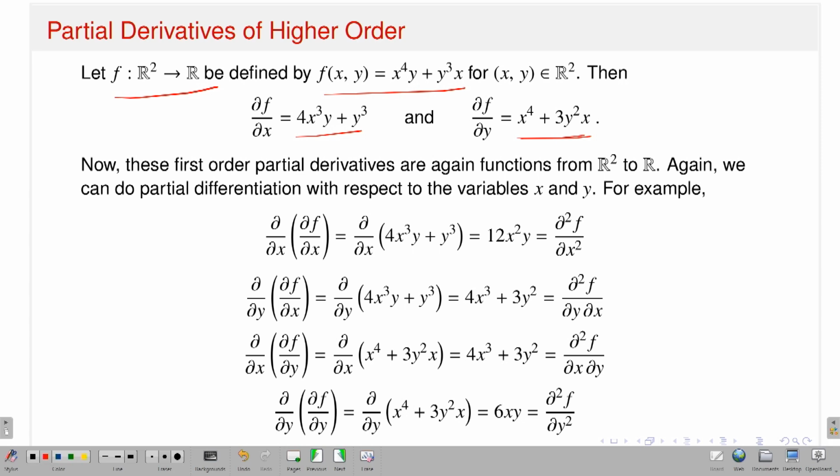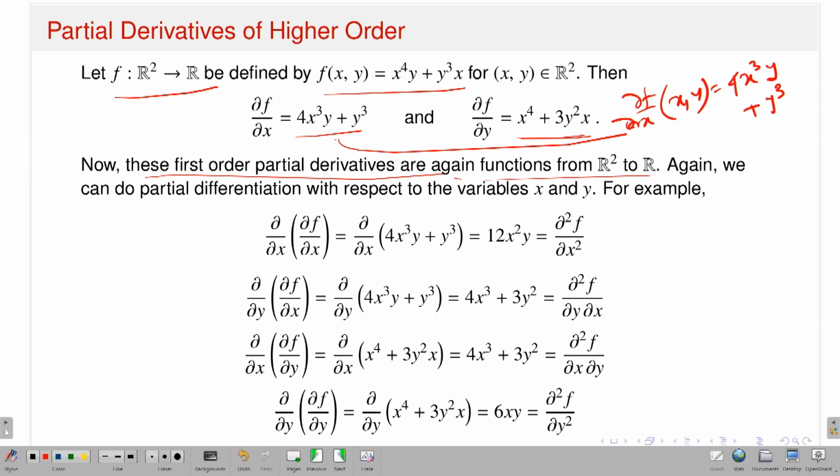Now, the point I am making here is that these first order partial derivatives are again functions from R2 to R. So, what is this? This is del f del x at the point (x, y), which is the same as 4x cube y plus y cube. That means del f del x itself is a function from R2 to R.